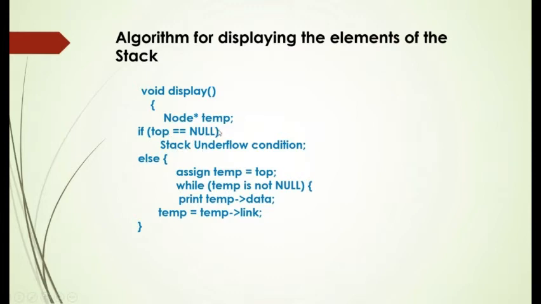And if not, if there is at least a single element in the stack, we would assign the temporary variable to top, and while the temporary value is not null, we will print the data elements until the end. So all the elements in the stack would be printed one by one.